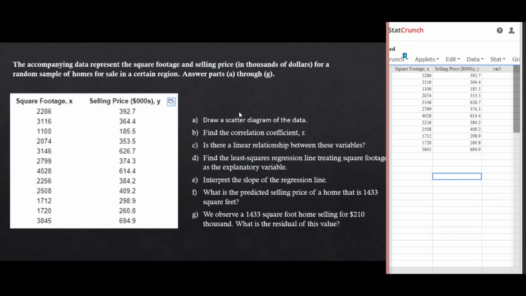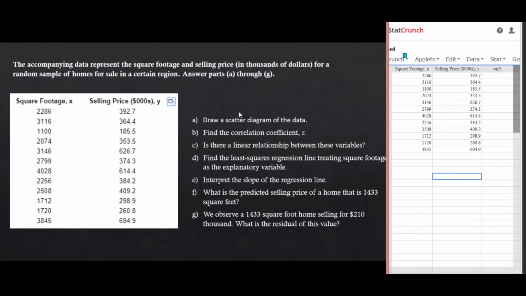Hello! In this video, I'll be going through the steps involved in solving a typical linear regression problem using StatCrunch. Given a dataset, we will draw a scatter diagram, and then find the correlation coefficient, the critical value for R, and the equation of the regression line. Then, using our regression line, we'll find the residual for a given value.